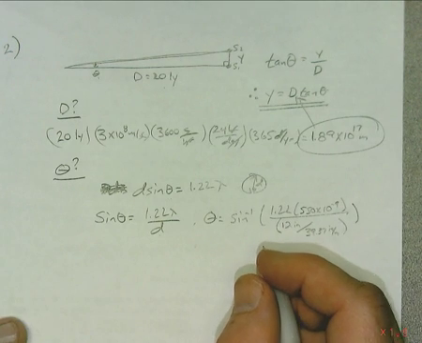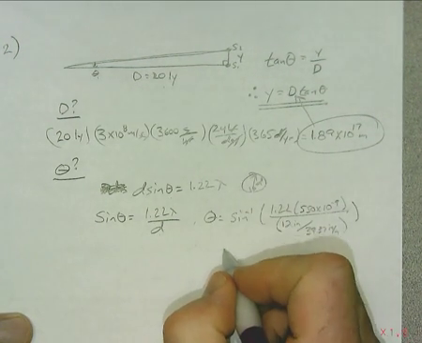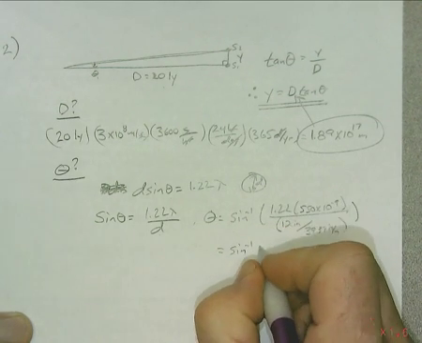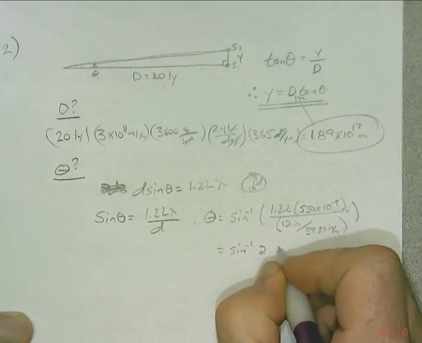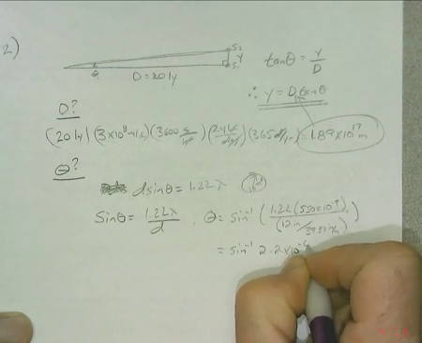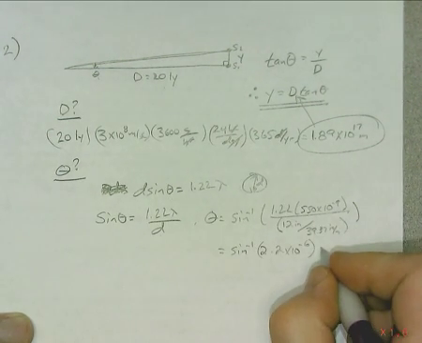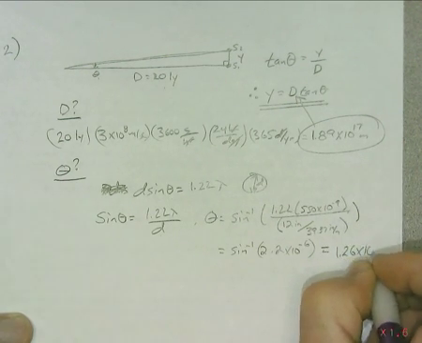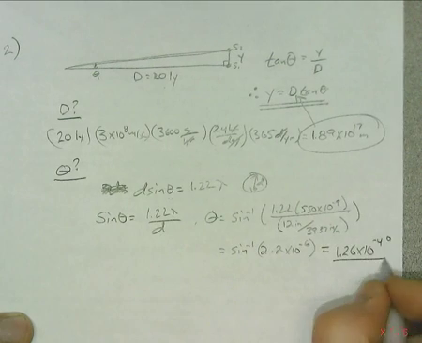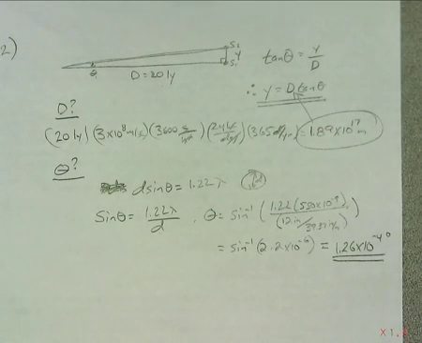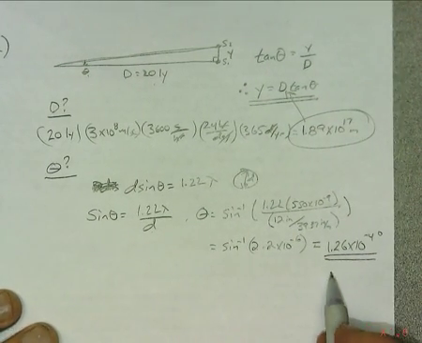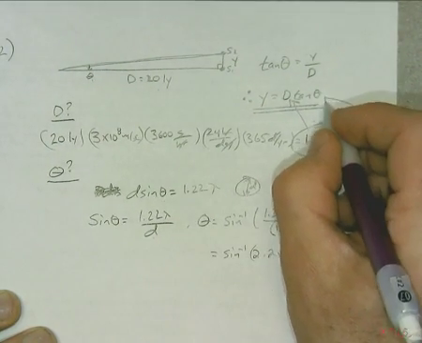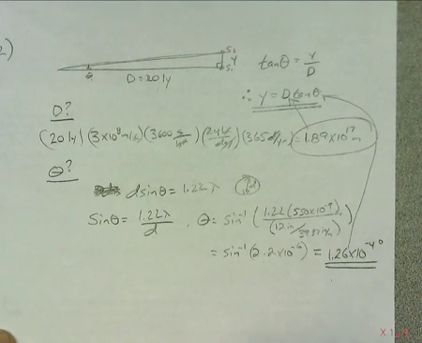All that should be equal to the inverse sine of 2.2 times 10 to the negative 6, which is equal to 1.26 times 10 to the minus 4 degrees. So there's the very tiny angle that we solved out of this using the Rayleigh criterion. That, of course, goes there.